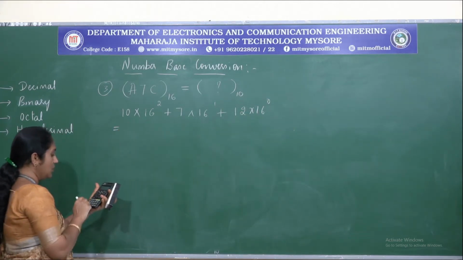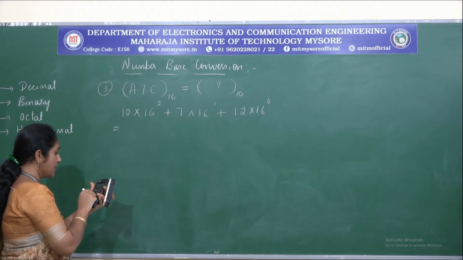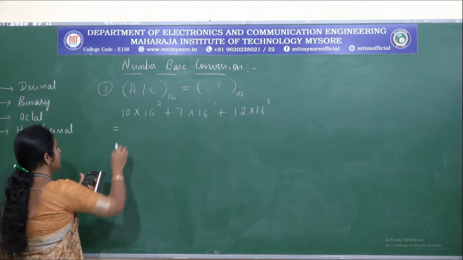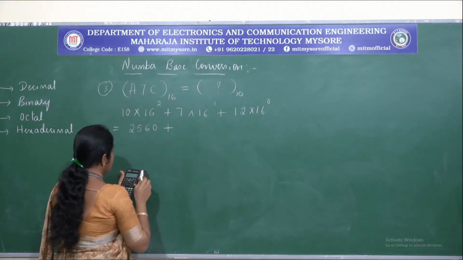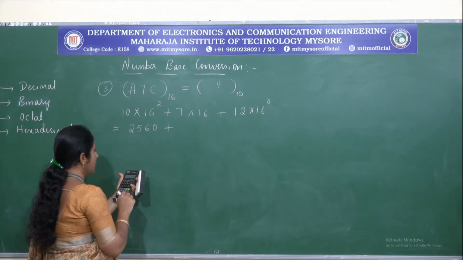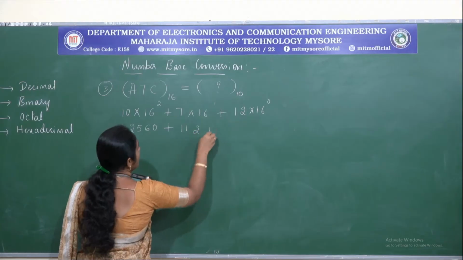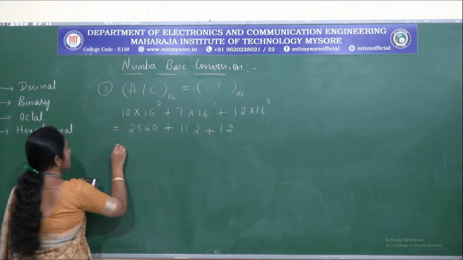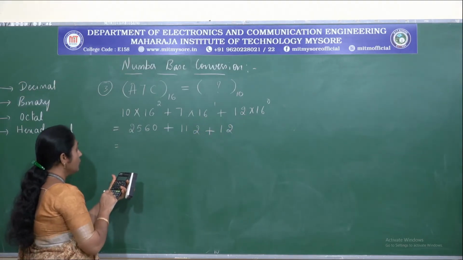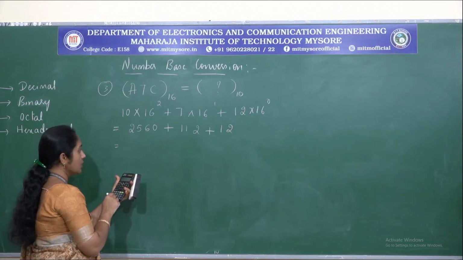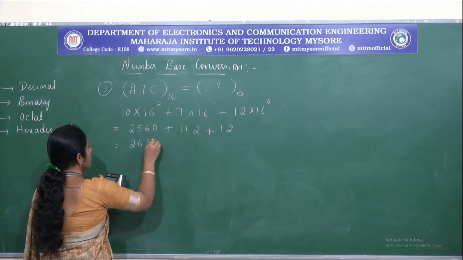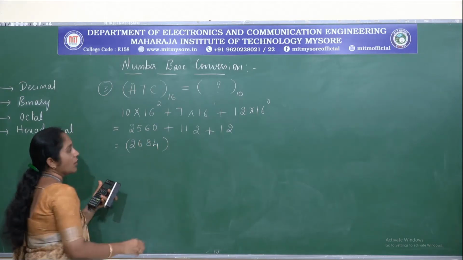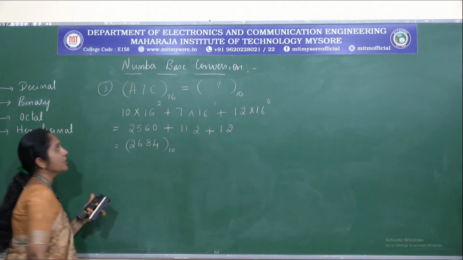Now 10 into 16 square is 2560, plus 16 sevens are 112, plus 12. So the sum is 2560 plus 112 plus 12. Yes, the answer is 2684. Okay, so this is the decimal number system.